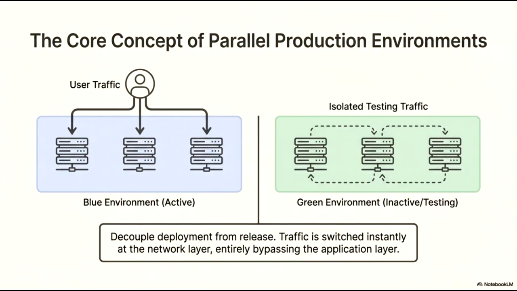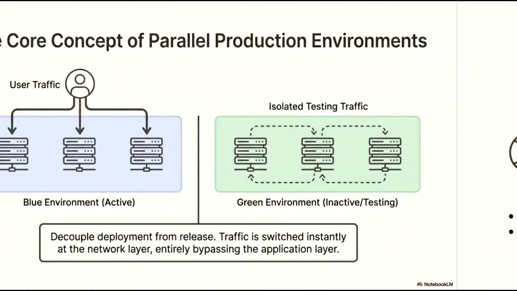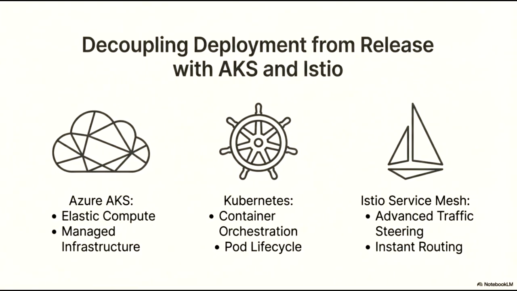Once the new version in the green environment is fully verified, traffic is switched instantly at the network layer. This approach bypasses the application layer entirely, ensuring a seamless transition for users and allowing for an immediate rollback to the blue environment should any issues arise. Decoupling deployment from release is a fundamental architectural shift that allows teams to move faster with less risk.